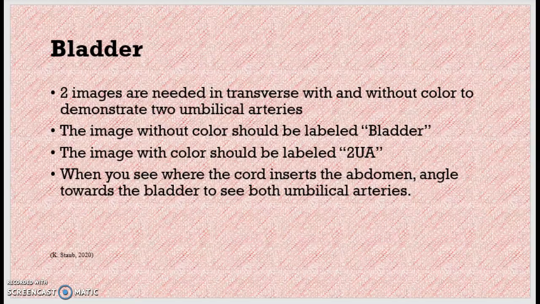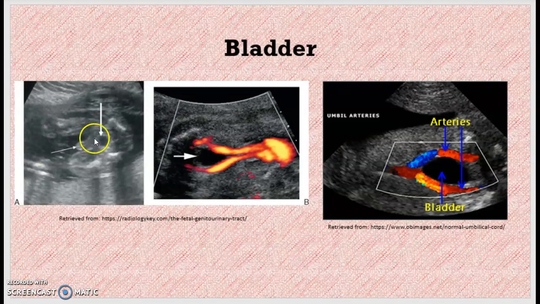For the bladder, there's 2 images that are needed in transverse, with and without color, to demonstrate 2 umbilical arteries. The image without color should be labeled bladder. The image with color should be labeled 2UA, which stands for 2 umbilical arteries. When you see where the cord inserts the abdomen, angle towards the bladder to see both umbilical arteries. Sometimes if you're too coronal, you can get the iliac arteries, which you don't want. So for this image, you just want to go ahead and label it bladder. These 2 you want to go ahead and label 2UA because it is demonstrating the 2 umbilical arteries.